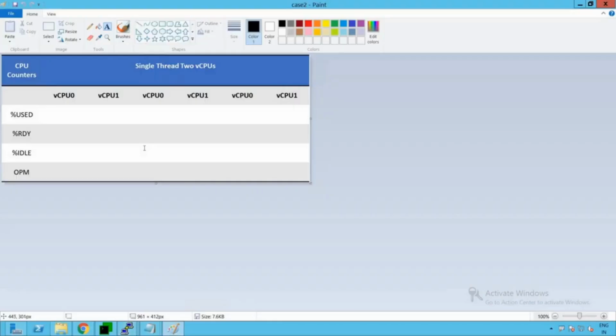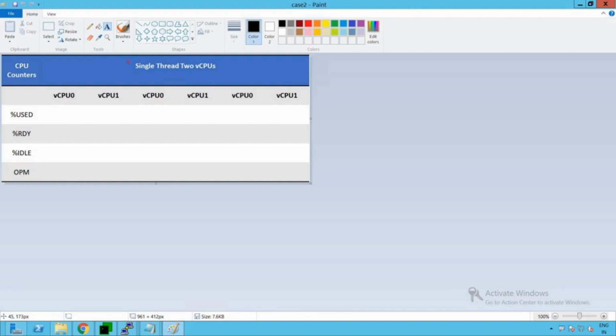Let's look at the metrics we would be collecting. Again, we would be collecting the same metrics we collected for scenario one. We have percent used, which tells us the amount of physical CPU resources used by that vCPU. Then percent ready, the percentage of time the VM was ready but could not be scheduled on a physical CPU. Idle is the percentage of time the VM vCPU world was sitting in the idle loop, maybe waiting for some other instructions to complete. And the last is operations per minute, how many operations are being executed by that particular VM every minute.